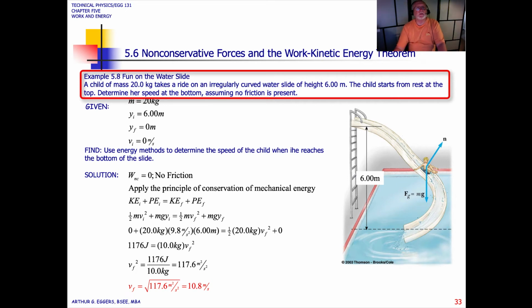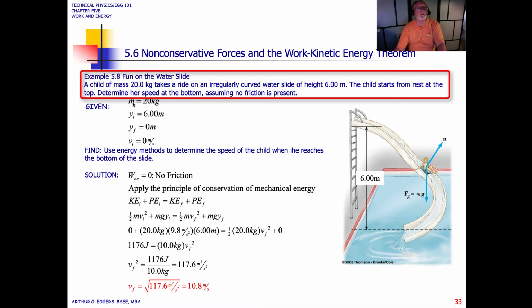So let's look at another example of non-conservative forces and the work kinetic energy theorem. As I said, this is kind of like the diver problem. A child of mass 20 kilograms takes a ride on an irregularly curved water slide at a height of 6 meters. Okay, so that's where all our potential energy is. That's 6 meters. You should key on that immediately. The child starts from rest at the top. That's telling you what about the initial velocity? Zip, right? 0. Determine the speed at the bottom, assuming no friction is present, so no non-conservative forces.